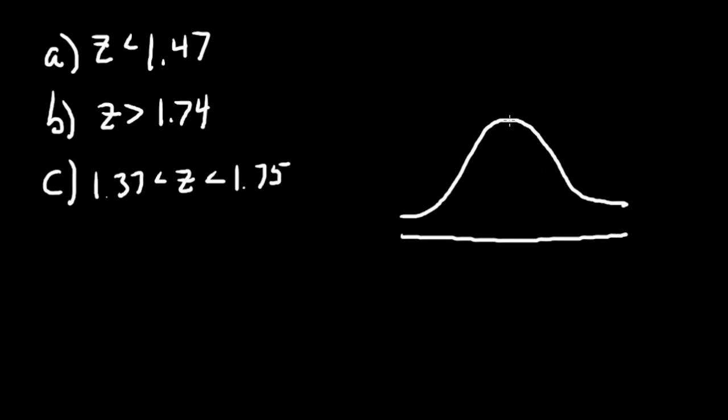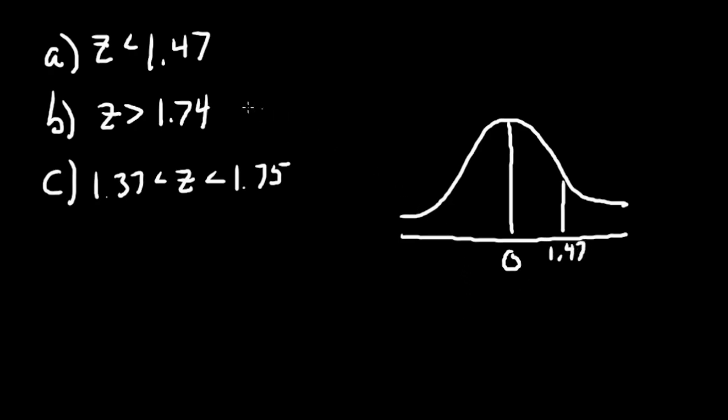Okay, and we're going to come here. We're going to draw our little mean down the middle. Now, since this is the standard normal distribution, the mean here is 0. And the Z that we care about, or the value that we care about, is 1.47. So that's going to be over here to the right. So we're going to draw a little line over here and say this is 1.47.